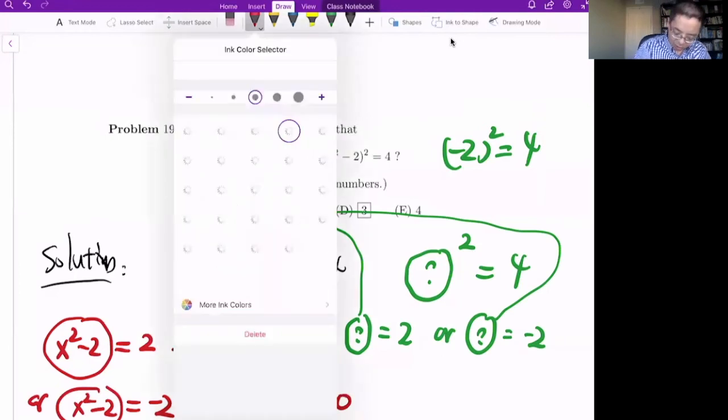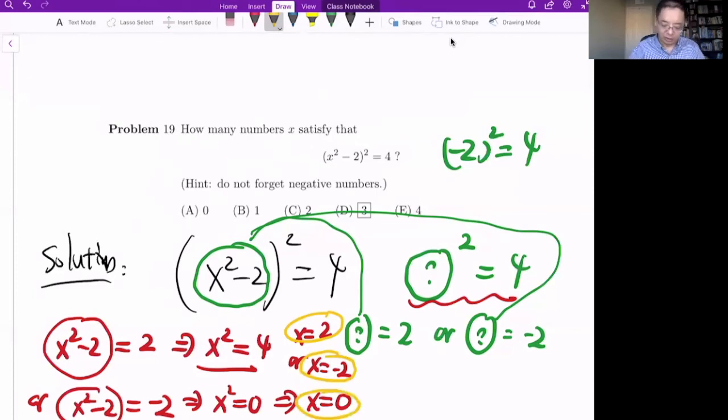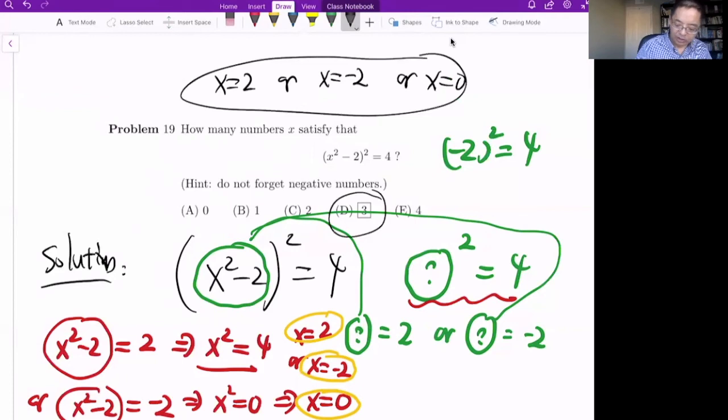Now, if x squared equals 4, we just go back to the previous situation. We say, okay, x is 2, or x equals negative 2. So if you combine, we have 3 options: x equals 2, x equals negative 2, and x equals 0. So there are 3 solutions.